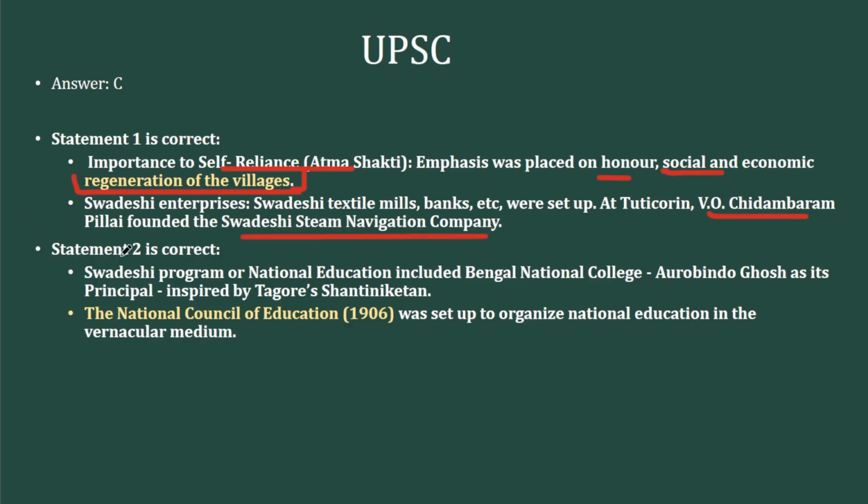When it comes to statement 2, the National Council of Education was launched as a part of this movement. There were other developments in the stream of education as well. For example, Aurobindo Ghosh was appointed as the principal. The Swadeshi program of national education included the Bengal National College. So he was appointed as the principal of the Bengal National College. It was inspired by Tagore's Shantiniketan. These are just two examples of the developments that took place in the field of education. And this proves that both statements are true and the answer is option C.